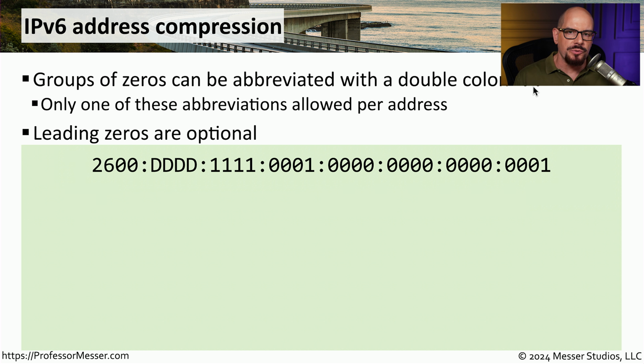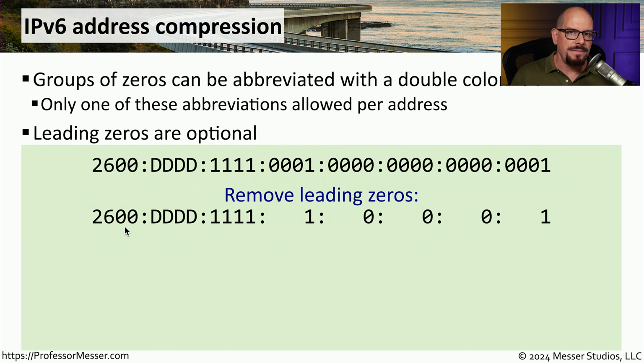Let's take an IPv6 address and perform this compression to see what that would look like. The IPv6 address we'll work with is 2600:DDDD:1111:0001:0001:0001, and you can see the zeros go all the way through to the end to the number 1. Our first rule here is that we can remove any of these leading zeros that might be in all of these groups. This means that our IPv6 address with those zeros removed would be 2600:DDDD:1111, and then each of those leading zeros in all of the remaining groups would be removed.